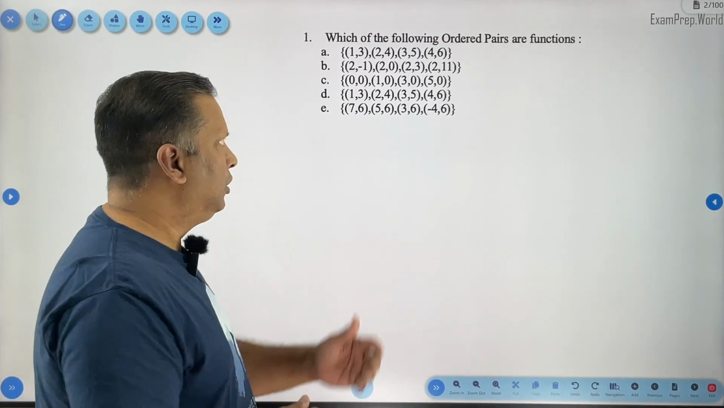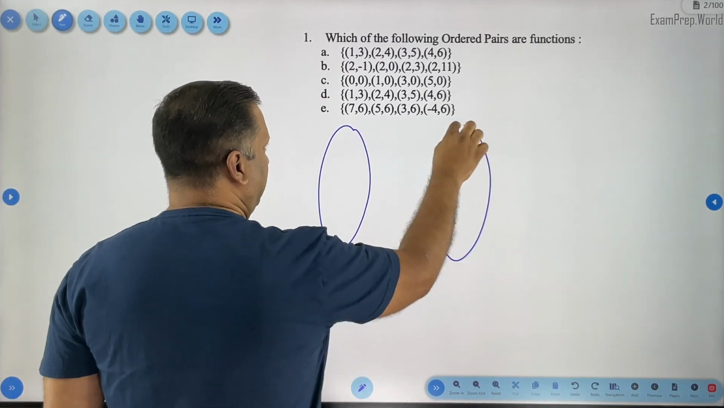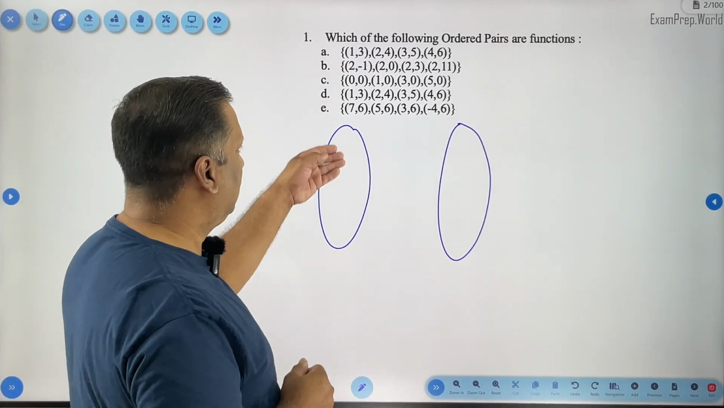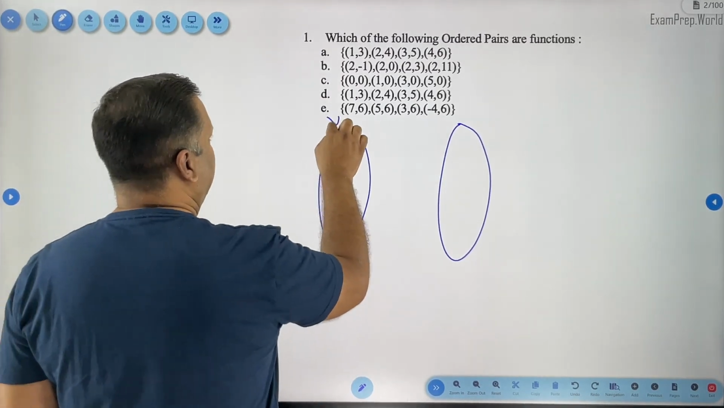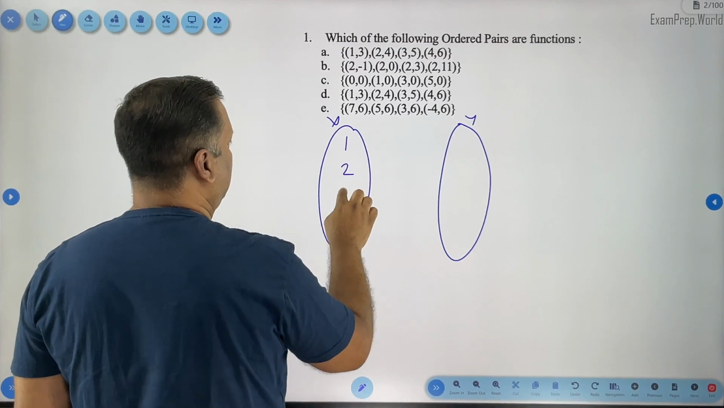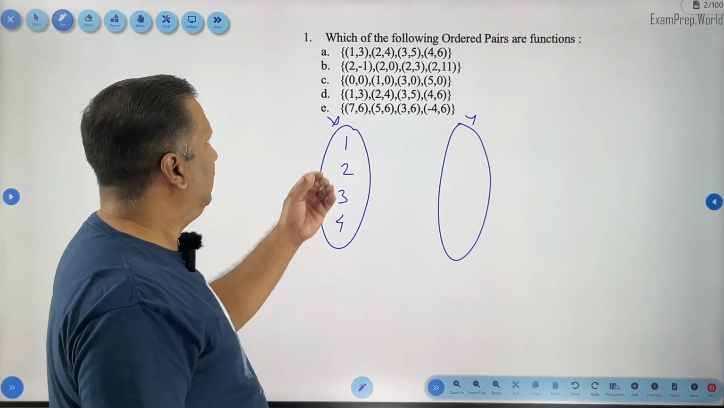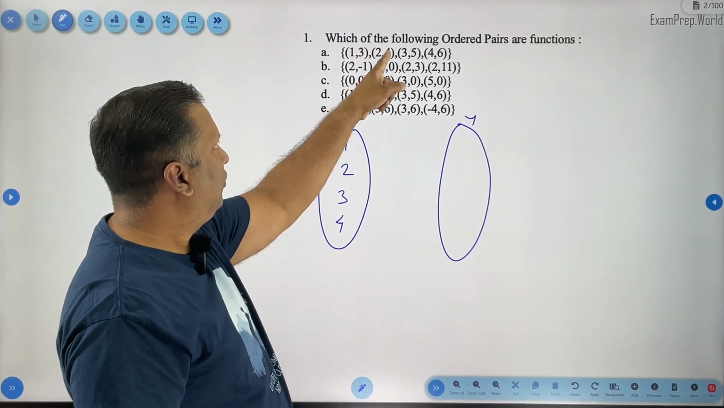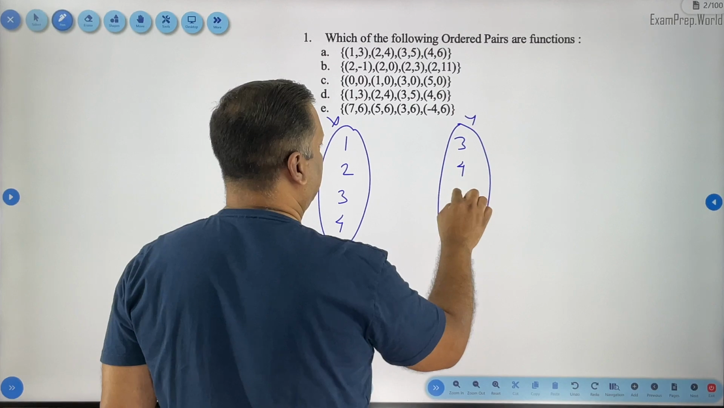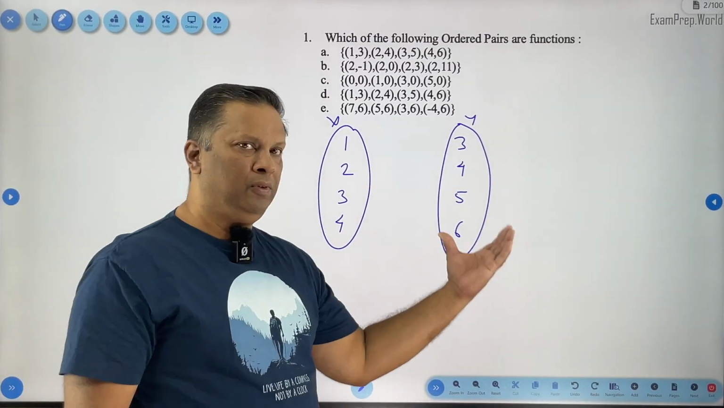I would suggest that the simplest way is to create a set kind of thing and write the elements of x here. So x and y. X is 1, 2, 3 and 4. Okay. Now for y, let us write 3, 4, 5 and 6. So this is the set of domain and this is the set of range.